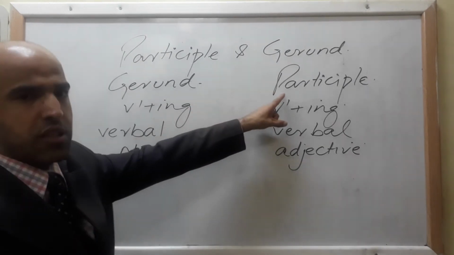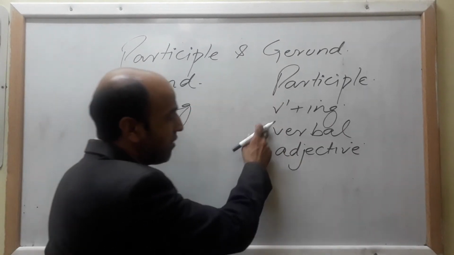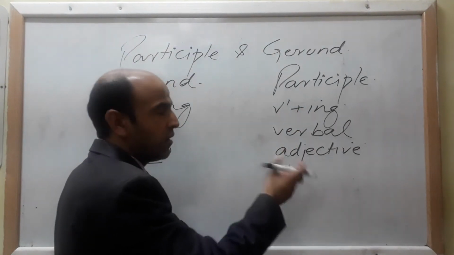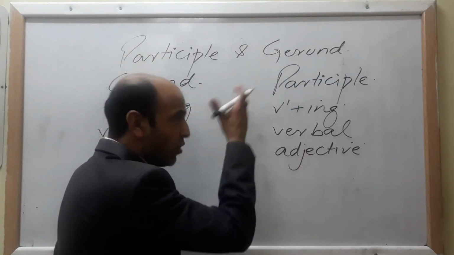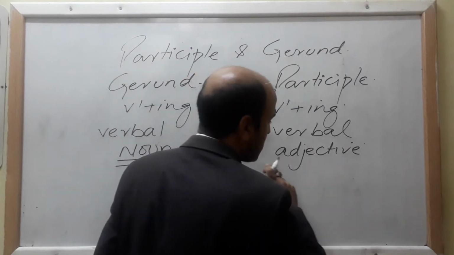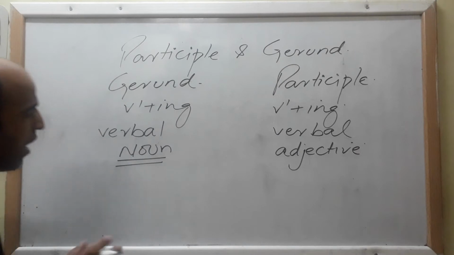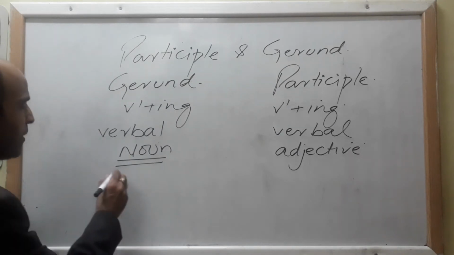What happens with participle? Participle is called a verbal adjective. Again, apparently when we look at it, it looks like a verb, but it works as an adjective in a sentence. So how? Let me write an example for you.